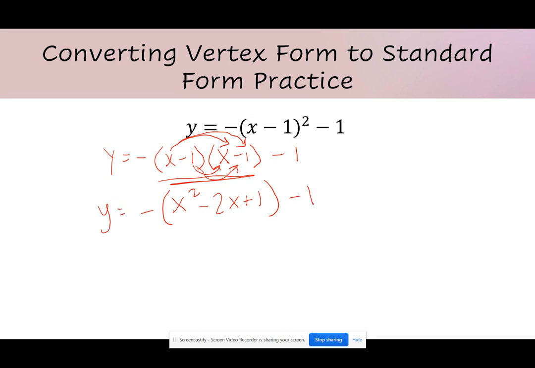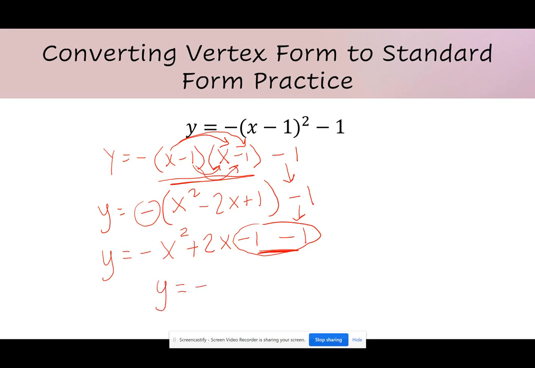So your next step, you want to distribute in this negative 1. So we get y equals negative x squared plus 2x minus 1 and minus this one. Make sure you bring this down the entire time. And your last step is to just combine these constants on the end. It'll always be just these two that you need to combine. So we get y equals negative x squared plus 2x minus 2. And now it's in the standard form of ax squared plus bx plus c.